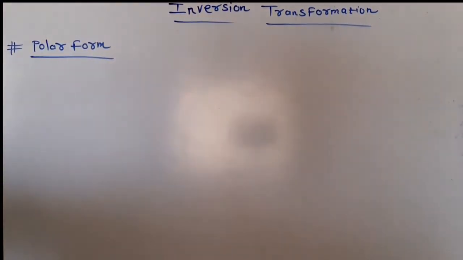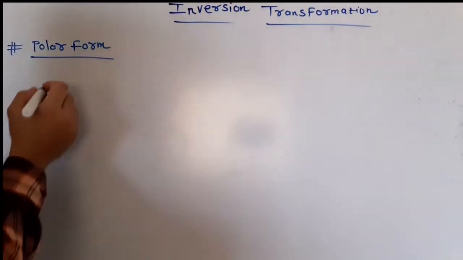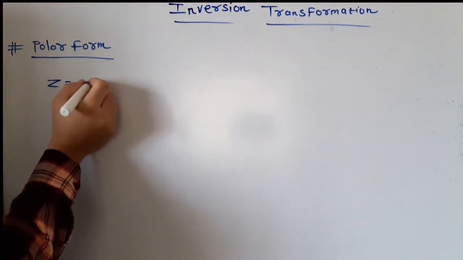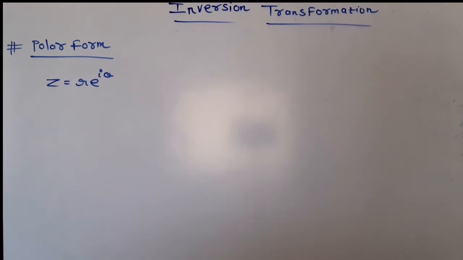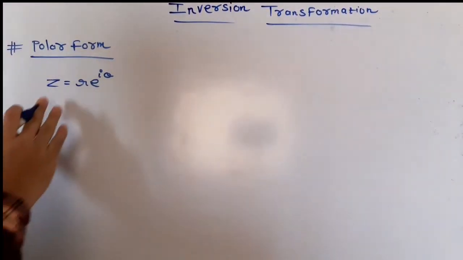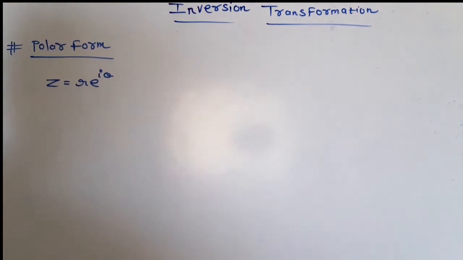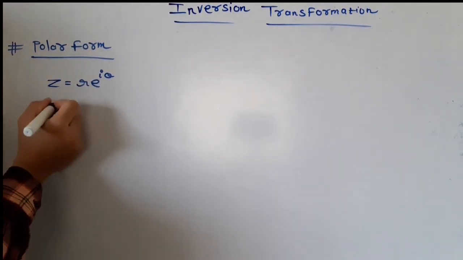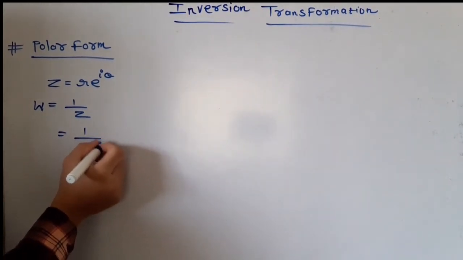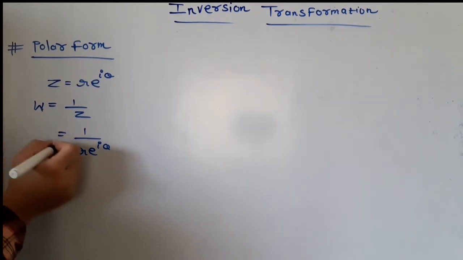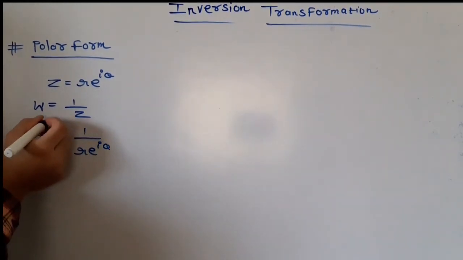A complex number can be written as z equals r into e raised to i theta in polar form. We derived this equation in the lecture of the first chapter, that is complex variable and complex function. If you have not seen that video lecture, I will provide a link in the top right corner, in the i button. So z can be written as r into e raised to i theta in polar form. Similarly, w equals 1 upon z, which is 1 upon r into e raised to i theta. Similarly, w can be written as capital R into e raised to i phi.